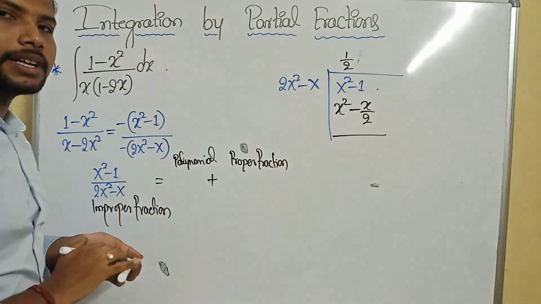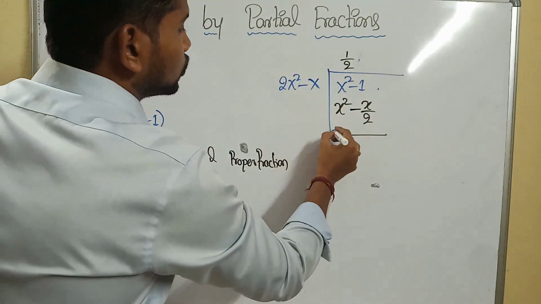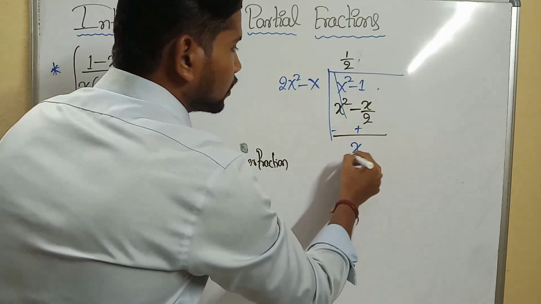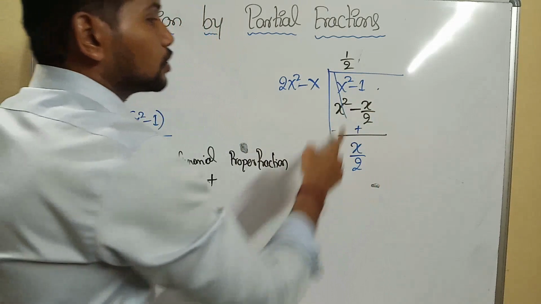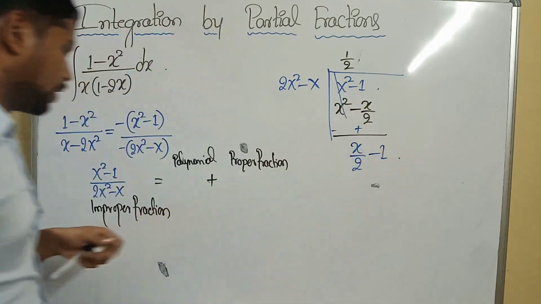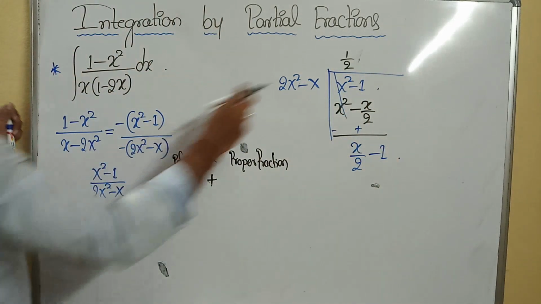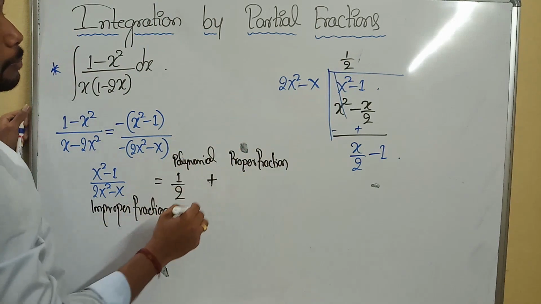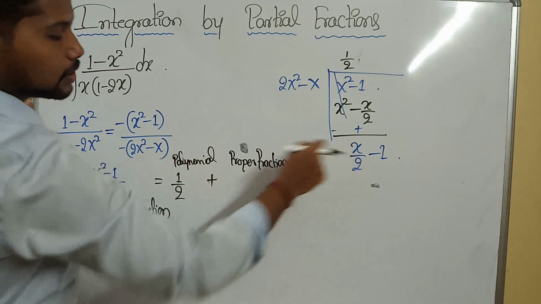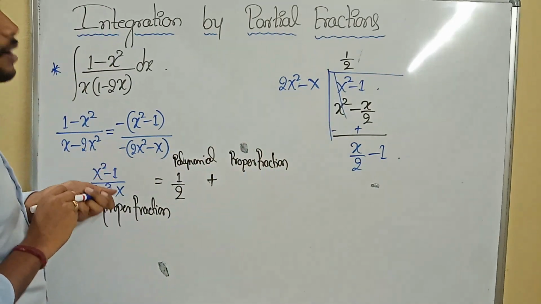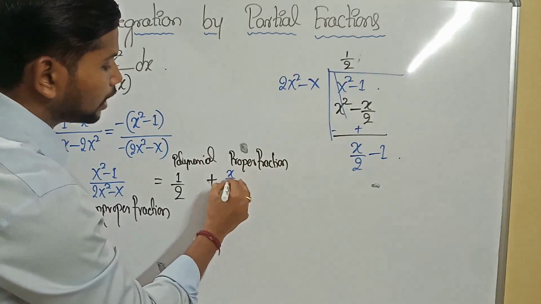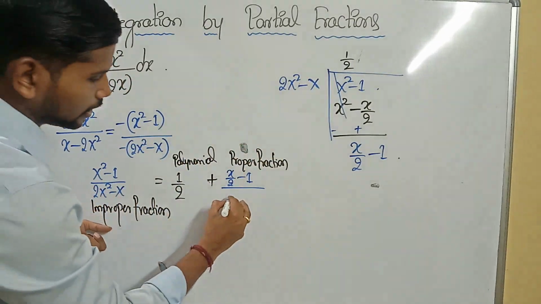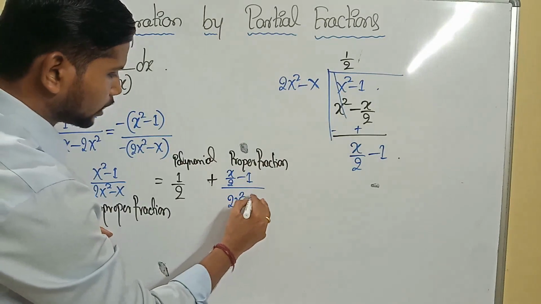Got the point clearly? Okay, now changing the sign, minus plus, these 2 will be cancelled. What did I get as the remainder? X by 2, after that minus 1, I got. Okay, now what is the answer? What's the polynomial? I got the constant value there, 1 by 2. Proper fraction, how do I write it? I told you first I need to write the remainder in the numerator. I have to write x by 2 minus 1. What is the denominator? Whatever the actual denominator is, I need to write here, 2x square minus x.